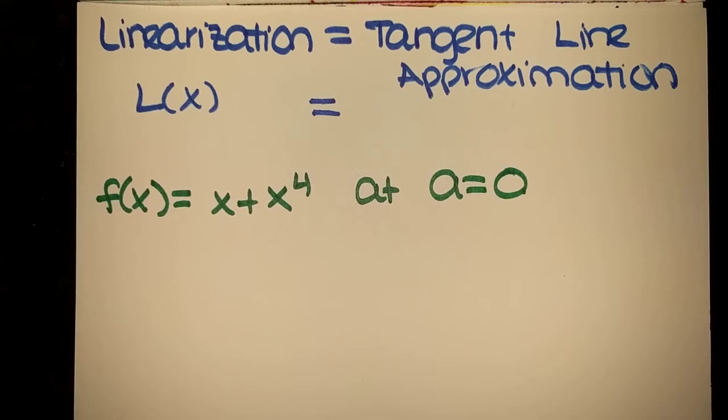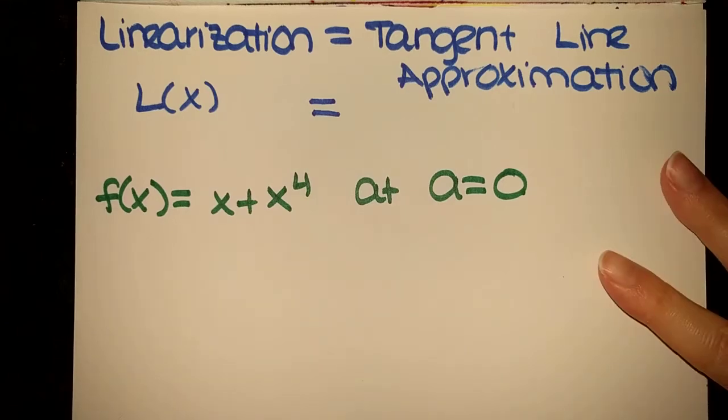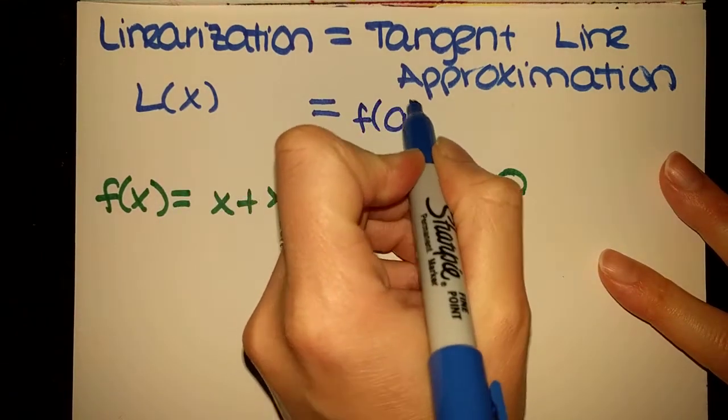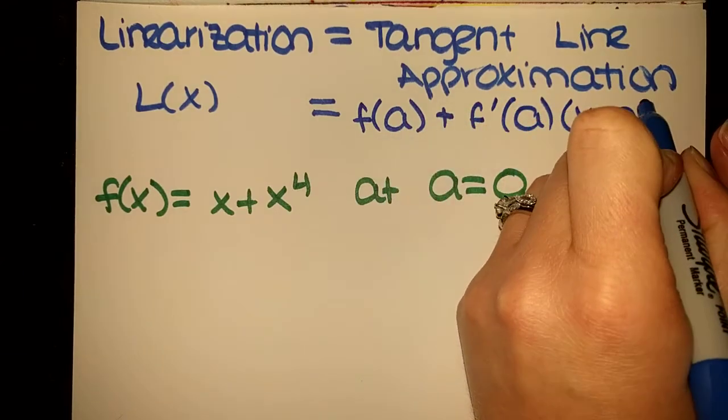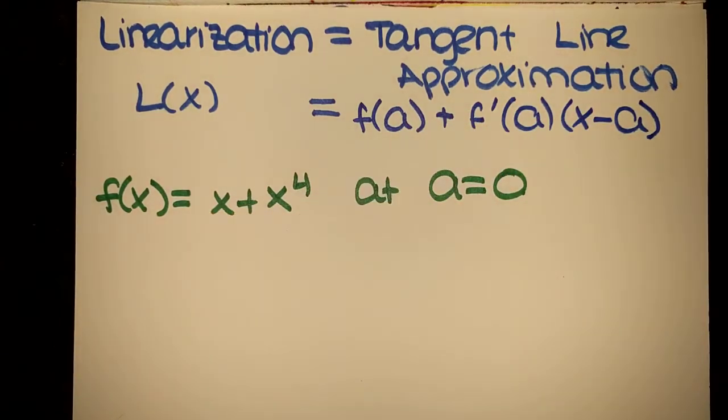As we discussed in class, the linearization is your tangent line approximation. So there's a formula for the linearization that is presented in textbooks. They say f of a plus f prime of a times x minus a. And the reason why they present it that way is that it can be extended to higher degrees, which will then give us our Taylor polynomials.